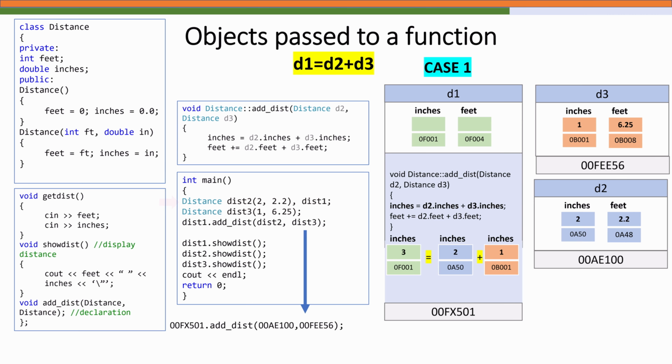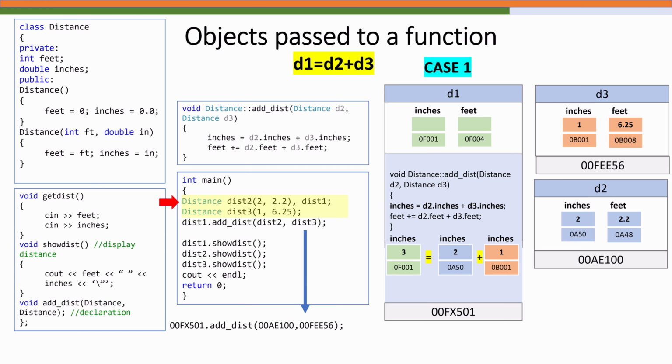Now let's move on to a more interesting example that demonstrates how objects can interact through functions. We will explore multiple ways to add distances, using one object as a receiver and another as an argument. This will help us understand how data flows between objects depending on which one calls the member function. In the first case, we have three objects, dist1, dist2 and dist3. The goal is to store the sum of dist2 and dist3 inside dist1.